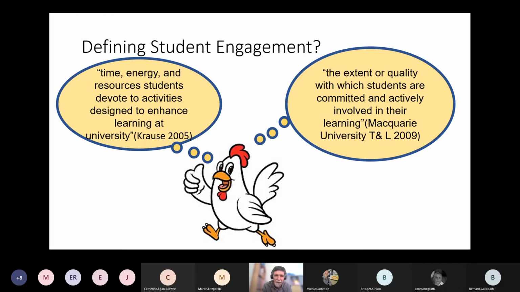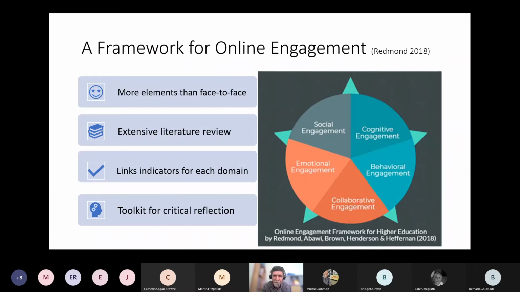And so if you're talking about quality at all, well, how do you measure that? But you're looking there about being actively involved. So the word active comes into that one, I suppose. So, there's lots of different ways of looking at student engagement, and lots of different ways of considering it, different lenses to look through. A relatively recent study I'm quite taken with is Petra Redmond's framework for online engagement.